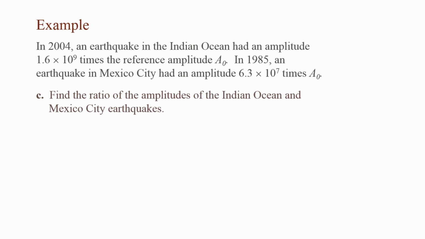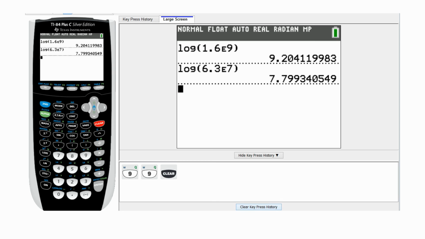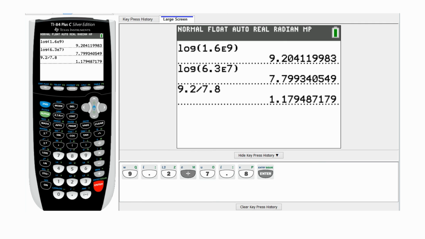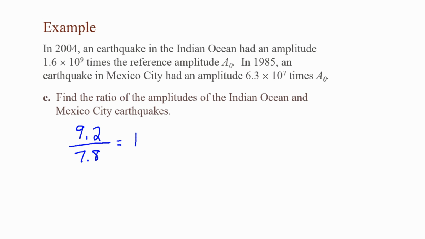Part C. Find the ratio of the amplitudes of the Indian Ocean and Mexico City earthquakes. Anytime you find a ratio, you're dividing. Since the ratio is Indian Ocean first, then the Mexico City earthquake, our setup is 9.2, since that's the R for the Indian Ocean, divided by 7.8, since that's the R for the Mexico City earthquake. 9.2 divided by 7.8 is 1.179. Rounding to the nearest tenth, 1.2.